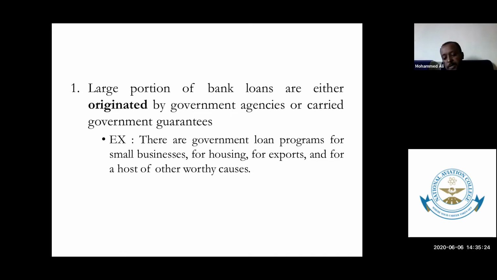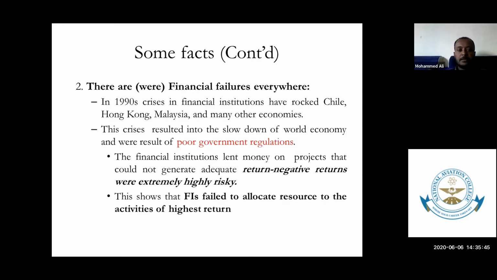For example, loans provided by development banks, agricultural banks, housing banks. The government is the main stakeholder in the financial system or in the banking system.